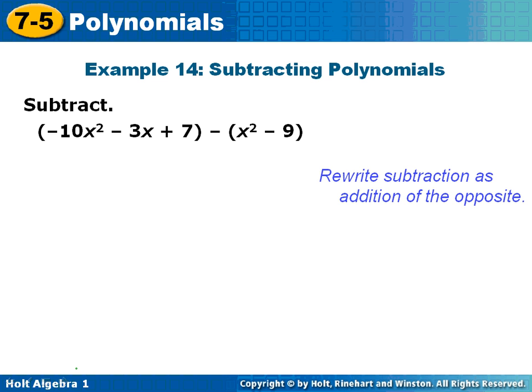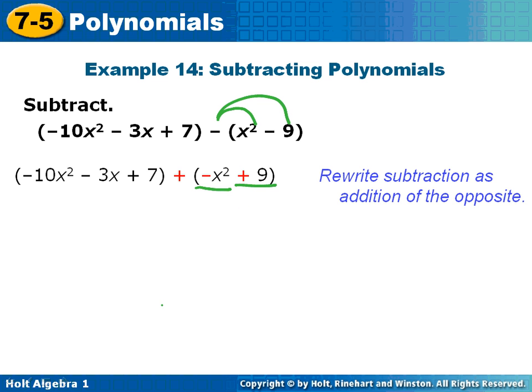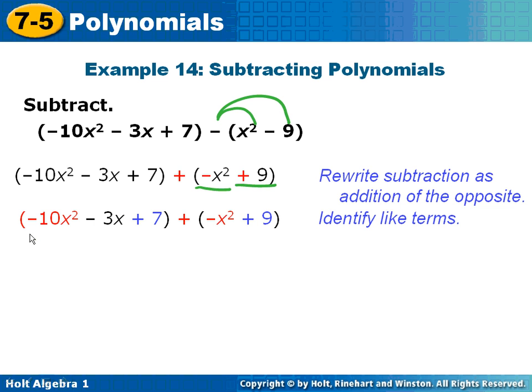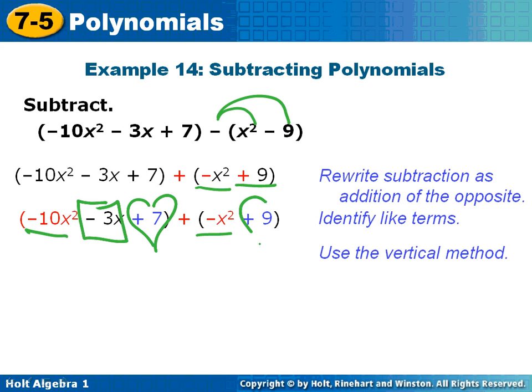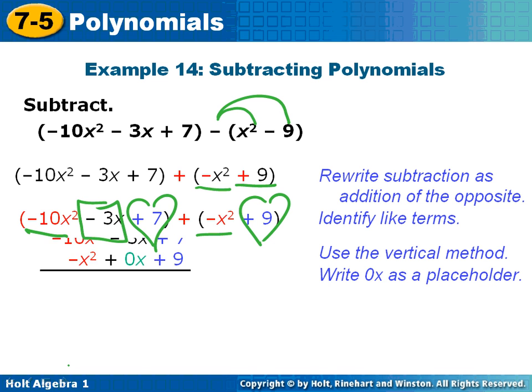Right, the first thing we need to do is distribute that negative. So a negative times an x squared makes a negative x squared, and negative times a negative 9 makes a positive sign. We need to identify our like terms. The 10x squared is like the negative 1x squared, which makes negative 11x squared. The negative 3x is going to be by itself, and the positive 7 and the positive 9 is going to add to 16.